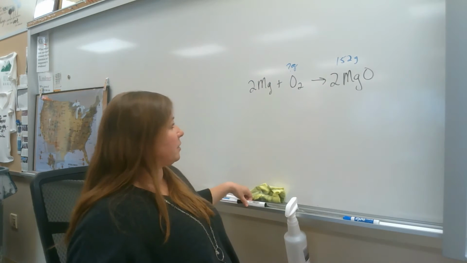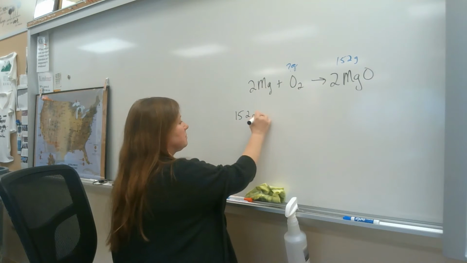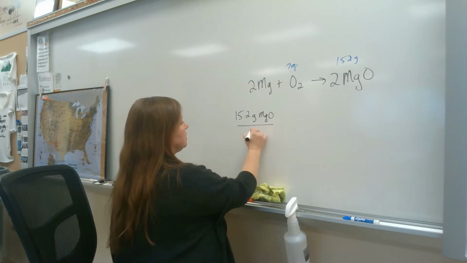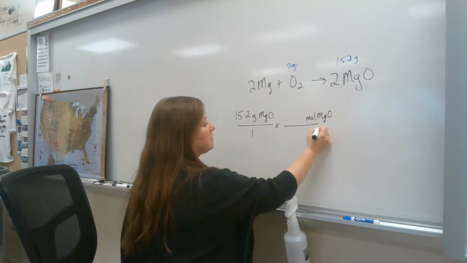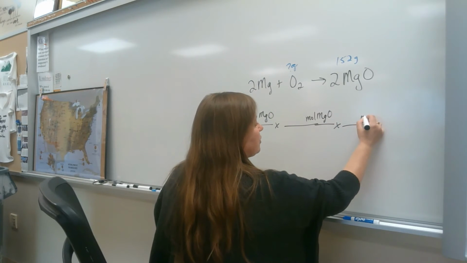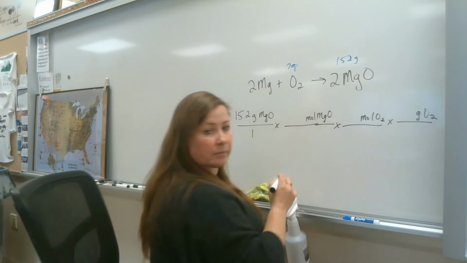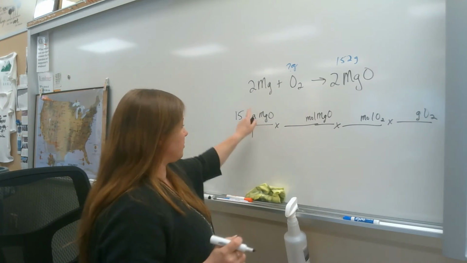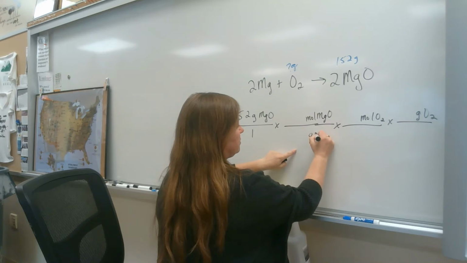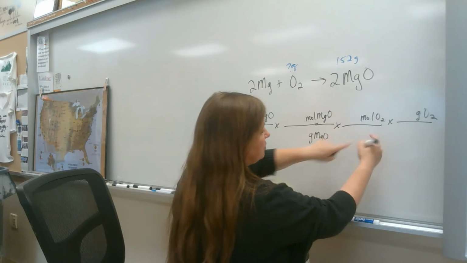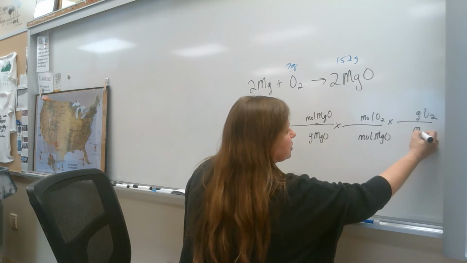Okay, so here we go. We're going to start with 152 grams of MgO. And then we're going to go to moles of MgO. And then we're going to go to moles of O2. And then we're going to go to grams of O2. And we know that the previous fraction's unit is going to come down here. So this is going to be grams of MgO. Moles of MgO, moles of MgO. Moles of O2, moles of O2.